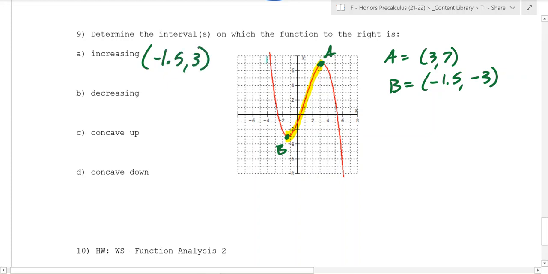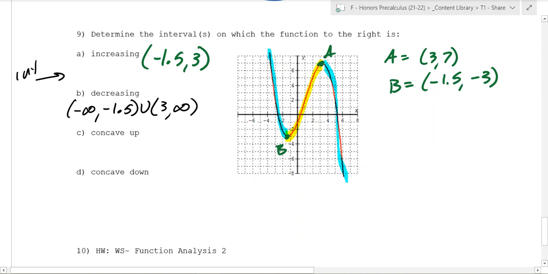So then where is it decreasing? Well, it's going to be decreasing everywhere else. So there's two places it's decreasing. It's decreasing from negative infinity to the x value of B, which is negative 1.5, union 3 to infinity. Remember, these are intervals. Intervals, not points. Okay, what about concavity?